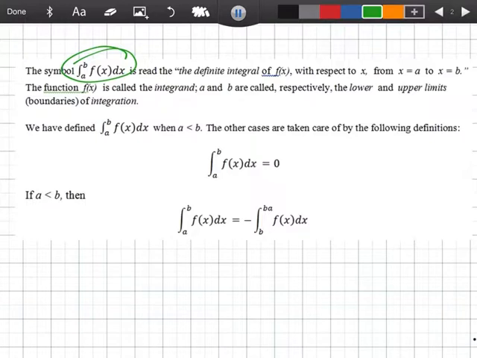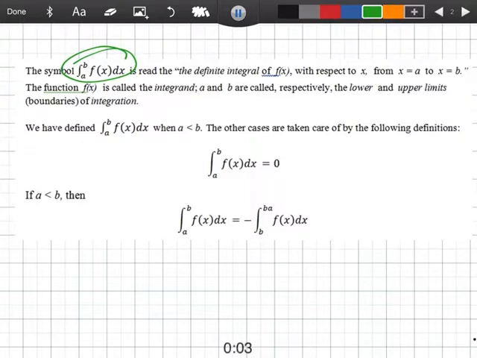The limits of integration. We have defined the integral of f of x dx from x is equal to a to x is equal to b when a is less than b. Since a is defined as the lower limit, a has to be less than b. The other cases are taken care of by the following definitions. The integral of f of x dx from x is equal to a to x is equal to a is 0.